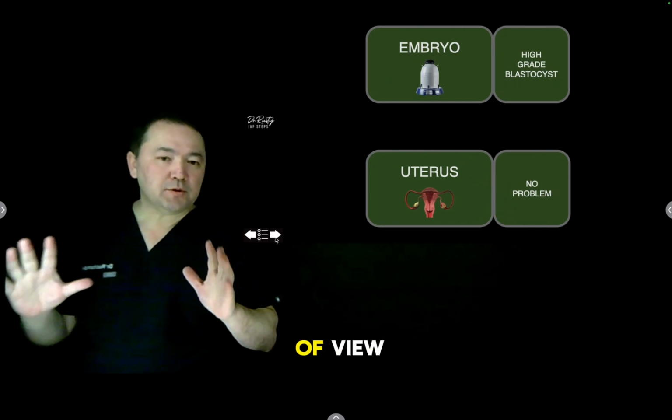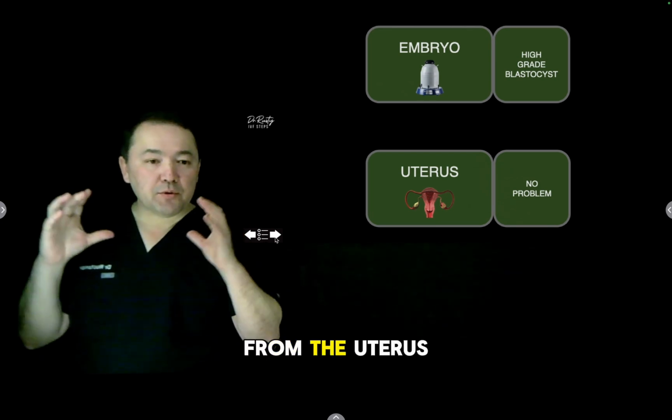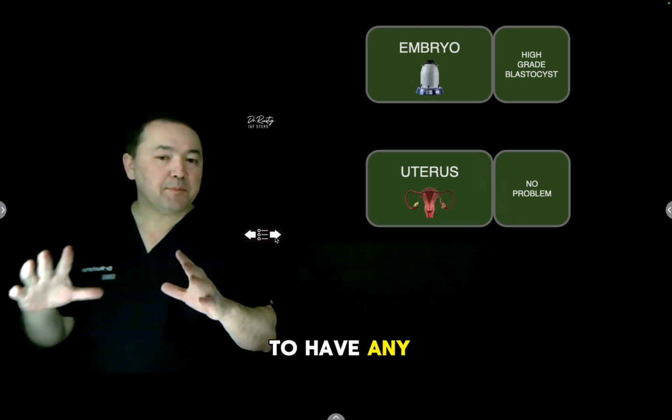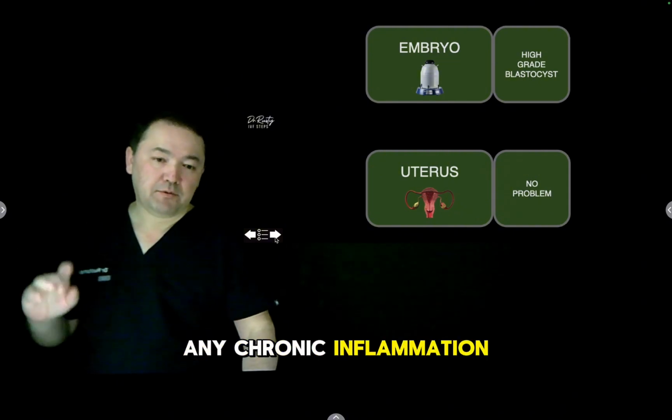From the embryo point of view, you want to have high-grade blastocyst embryos. From the uterus point of view, you don't want to have any problems. You don't want to have any structural problems, any chronic inflammation.